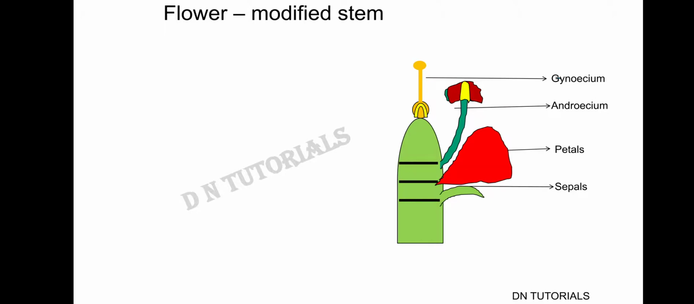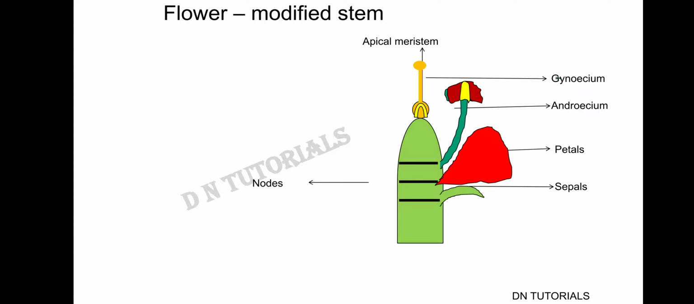Now we all know that flower is a modified stem. And what was the basic characteristic of a stem? Stem has presence of nodes and internodes. So suppose we take the apical part of the stem. That stem has presence of the node, and the topmost portion of that stem is the apical meristem where gynoecium is present. And on the other nodes, the other floral parts are arranged like your androecium, petals and sepals.